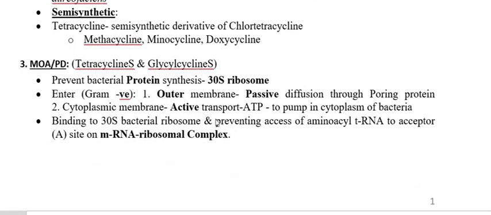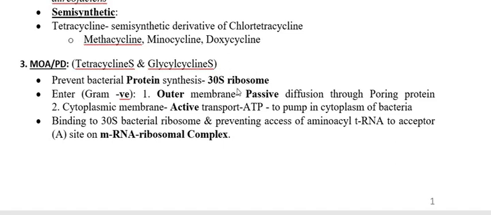Now we have to shift to the mechanism of action, or pharmacodynamics, that is, how the antibiotic tetracycline restricts the growth of bacteria, or inhibits microbial growth, or stops the growth of the bacteria. As I mentioned earlier, tetracycline inhibits the protein synthesis of the bacteria by acting on the 30S ribosome of the susceptible bacteria.